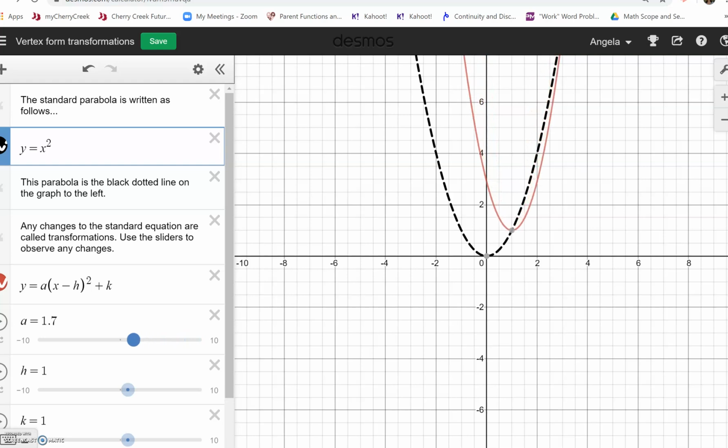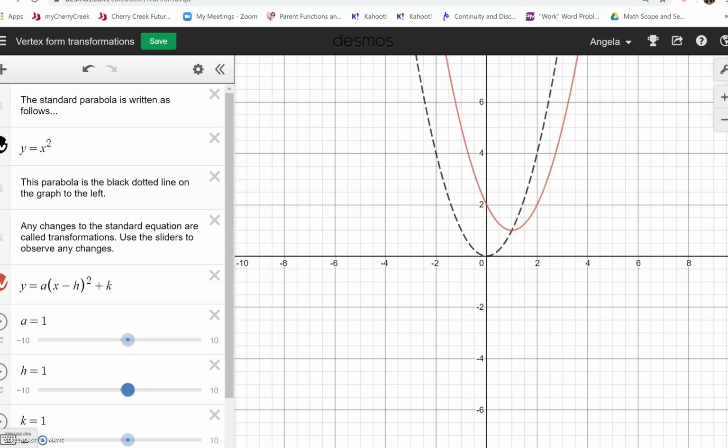If I come back all the way to 0, that's not going to be 0 times anything, it's just going to be 0. And as soon as your a value becomes negative, you see how your graph is going to be opening down. That's going to be the impact of your a value. Okay, and I'm going to bring it back over here to a equals 1 so we can play with the other sliders. So, horizontal shifting.